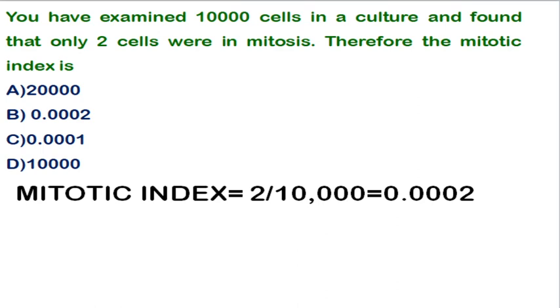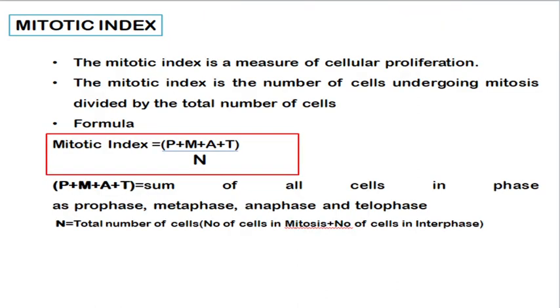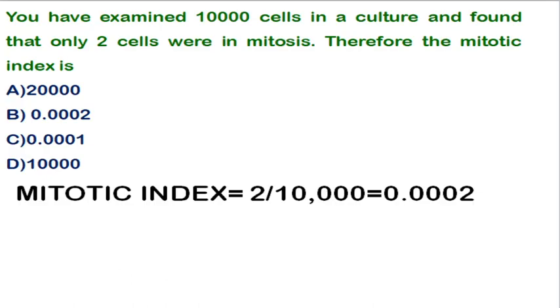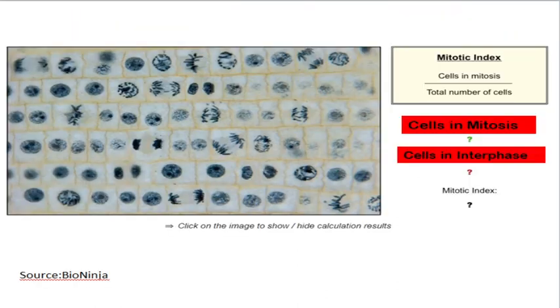So here the question is: you have examined 10,000 cells in a culture and found that only 2 cells were in mitosis. Therefore, the mitotic index is? As I mentioned earlier, what is meant by mitotic index? You first need to calculate the number of cells undergoing mitosis, and then divide by the total number of cells. So here the number of cells undergoing mitosis is only 2 and the total number of cells is 10,000. So the mitotic index is 0.002.